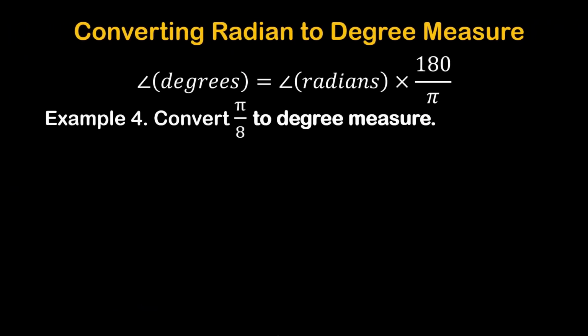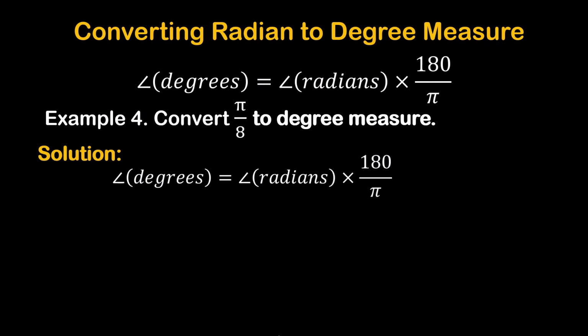So dito, convert pi over 8 to degree measure. So again, don't forget guys, so if we are going to convert radian to degree, ang gagawin lang natin is we just need to multiply the given radian measure by 180 over pi. Okay, so dito, sa ating given example, ang ating radian measure is equal to pi over 8. Okay, so i-multiply natin yan by 180 over pi.